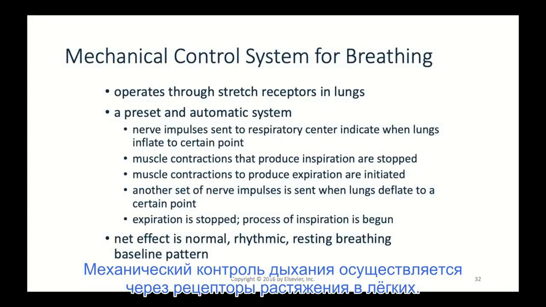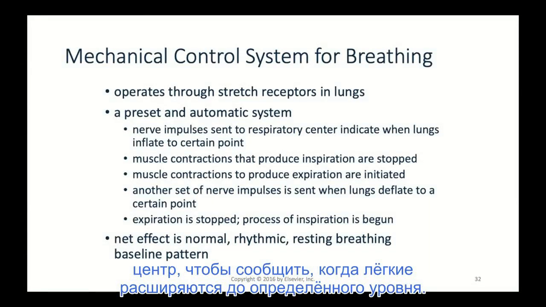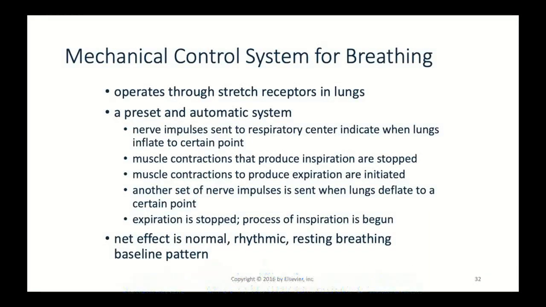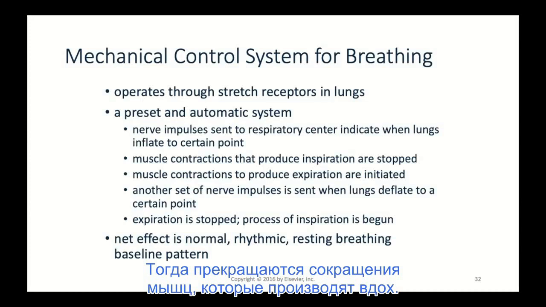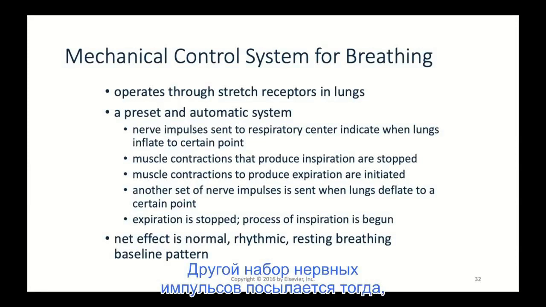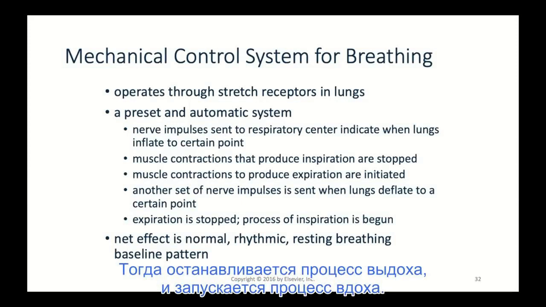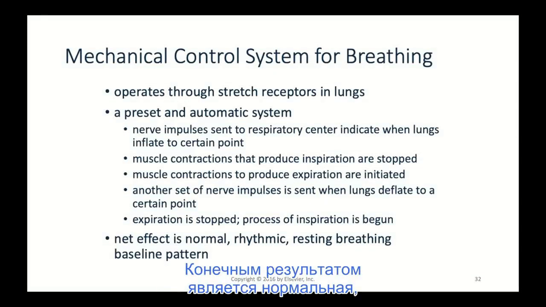Mechanical control for breathing operates through stretch receptors in the lungs, a preset and automatic system that involves nerve impulses sent to the respiratory center, which indicate when the lungs inflate to a certain point. Muscle contractions that produce inspiration are stopped. Muscle contractions to produce expiration are initiated. Another set of nerve impulses is sent when the lungs deflate to a certain point, and at that point expiration is stopped and the process of inspiration is started. The net effect is a normal, rhythmic, resting breathing baseline pattern.